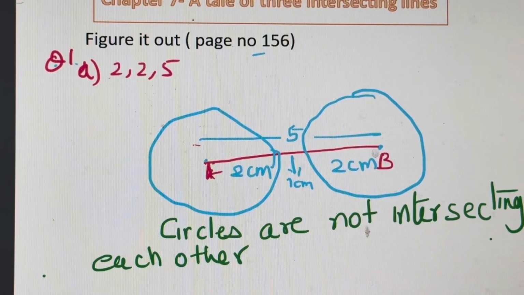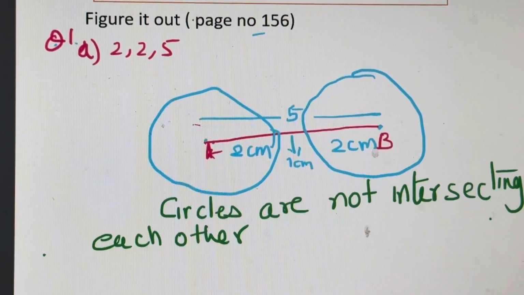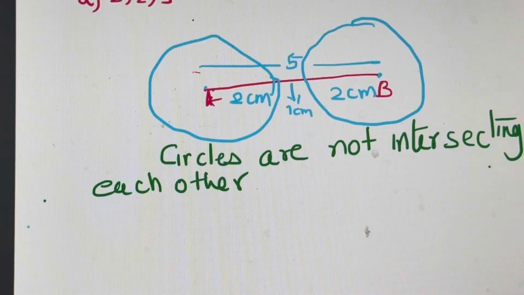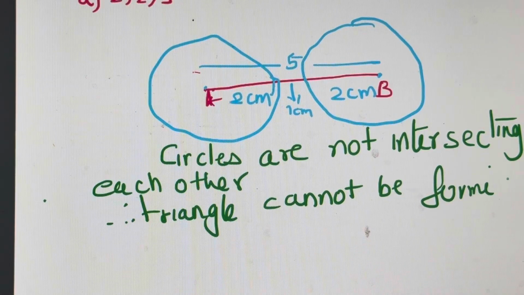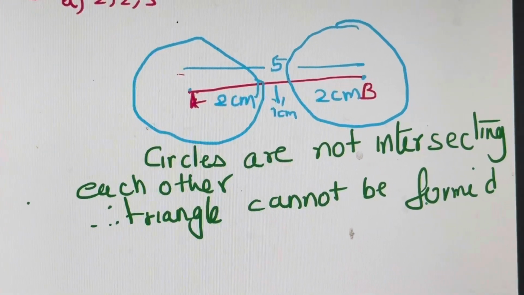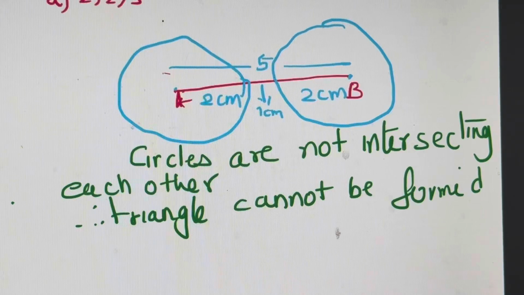Therefore, the triangle cannot be formed. Triangle cannot be formed, right? So without actual construction, by doing a rough work, also we can decide whether a triangle will be formed or not. So this is question number 1.